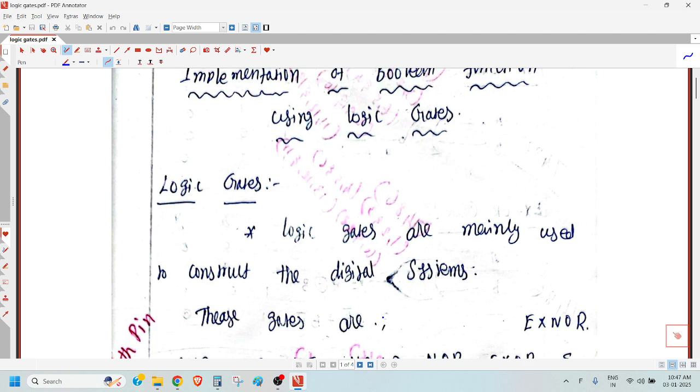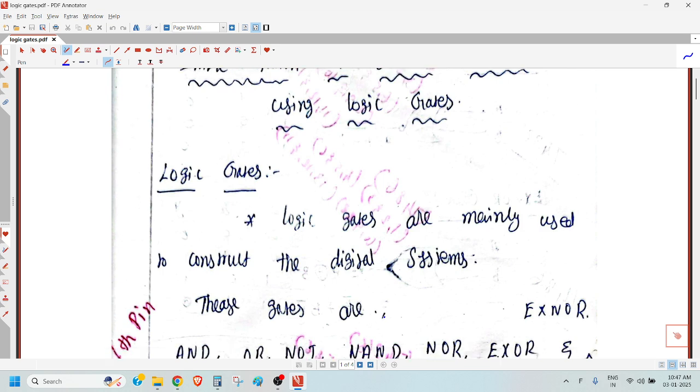First of all, why do I have to study logic gates? Because you have to construct digital systems. Nowadays everything is digital oriented, zeros and ones. Even if you are using computers, or anything automated, it is digital oriented only. So for that, these logic gates play a very important role in understanding how to construct digital systems.